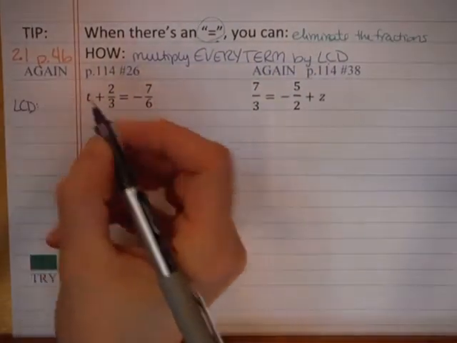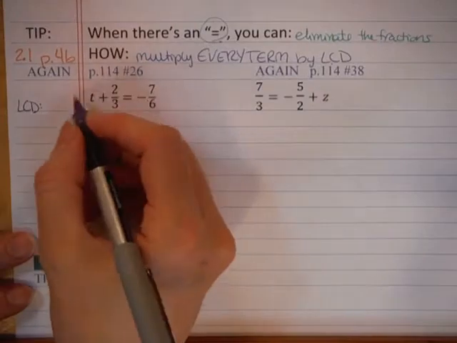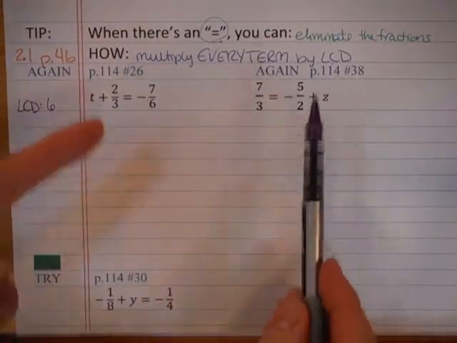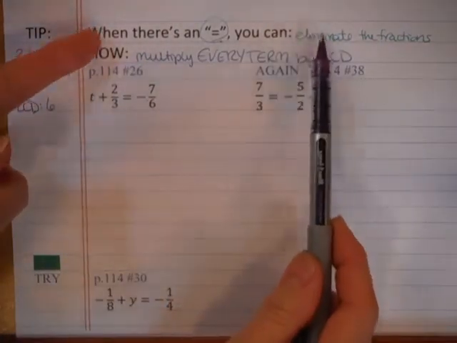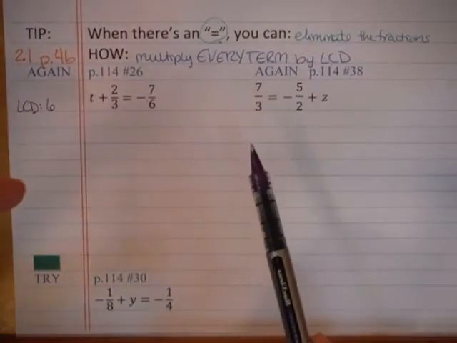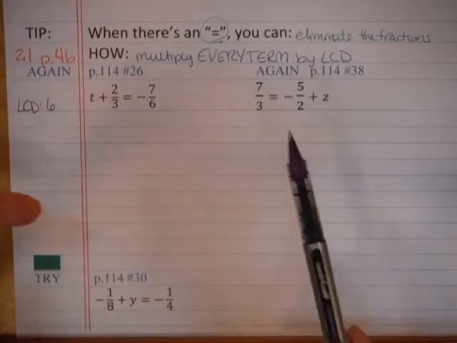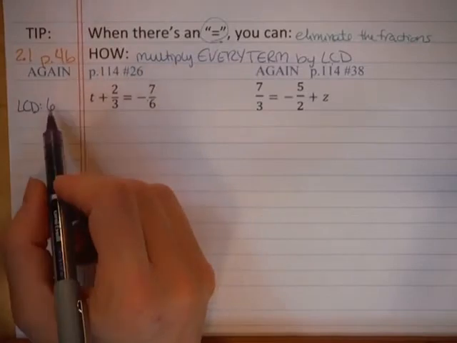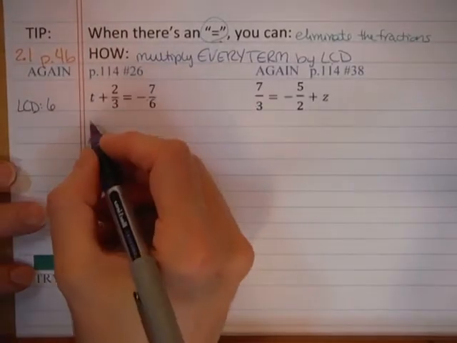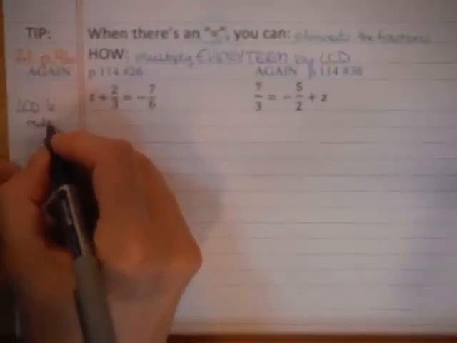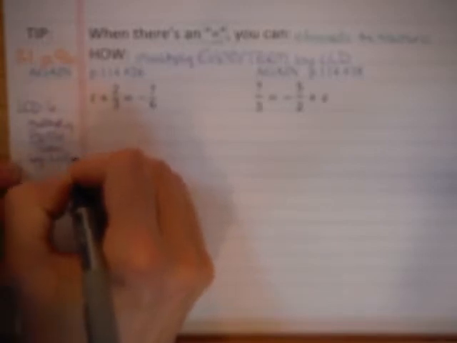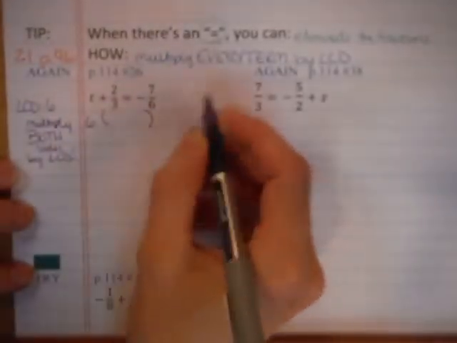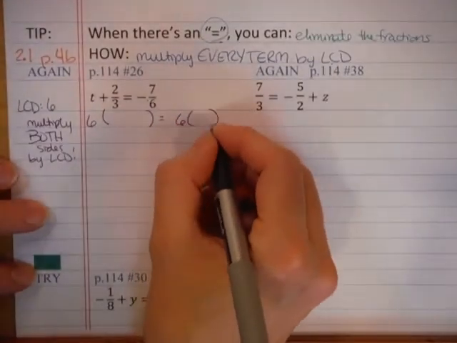So I jumped ahead here. The LCD in this first one, number 26, is 6. We already worked these problems at the top of the page, so we know what to expect as our answers, so we can determine if we are doing this correctly or not. Let me show what that means. It means we're going to multiply both sides of the equation. So we're going to multiply one side of the equation by 6 and the other side of the equation by 6.